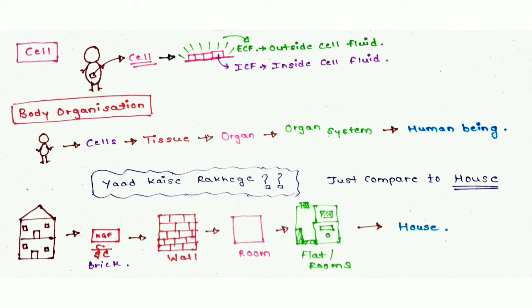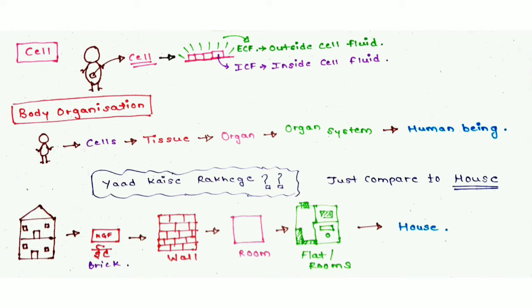Now talking about the body organization, the cell is the smallest part. A group of cells forms tissue. Tissue gives rise to organ. Organ gives rise to organ system, which makes up the human body. We have been recalling this from earlier classes. Most of you might be familiar with this, but if you are not, there is a simple trick: just compare your house with the organization of the human body.